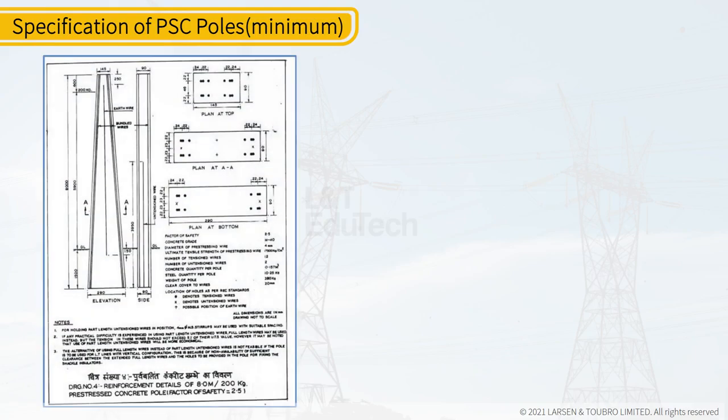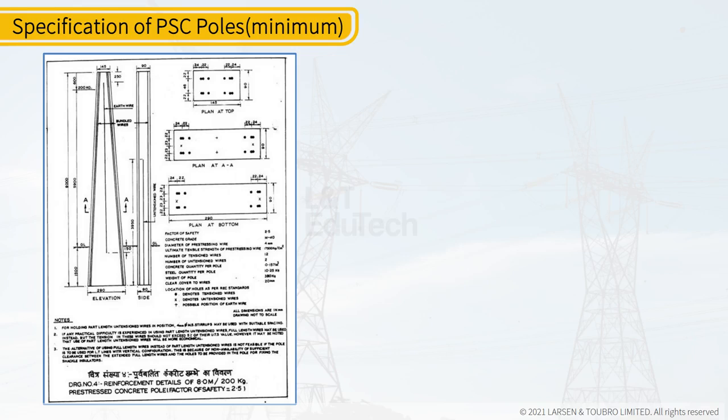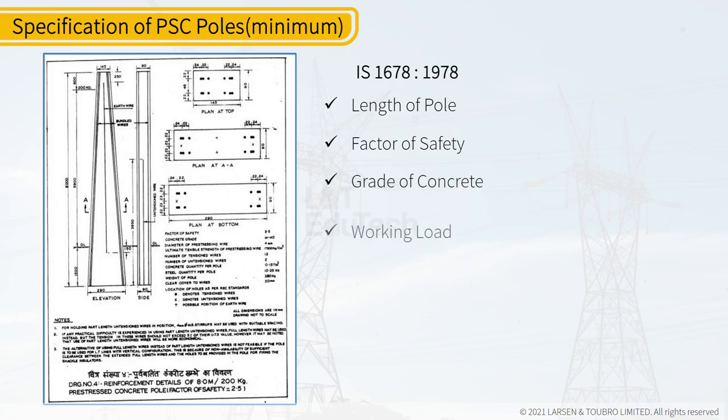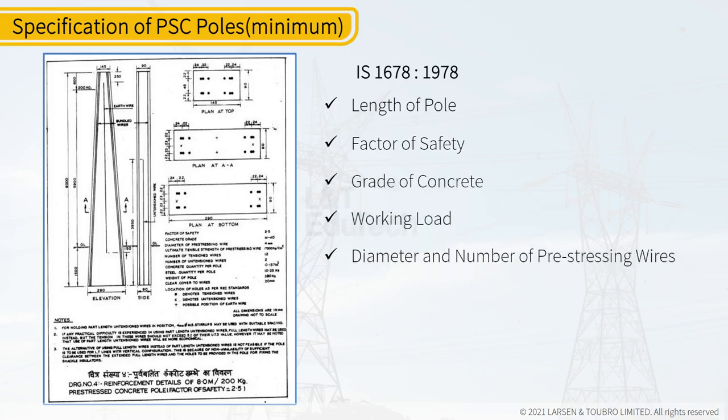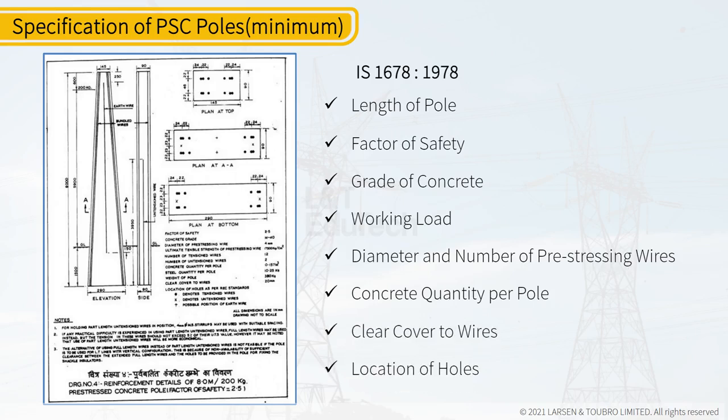This is the detailed image of PSC poles. IS 1678-1978. Length of pole, factor of safety, grade of concrete, working load, diameter and number of pre-stressing wires, concrete quantity per pole, clear cover to wires, location of holes.